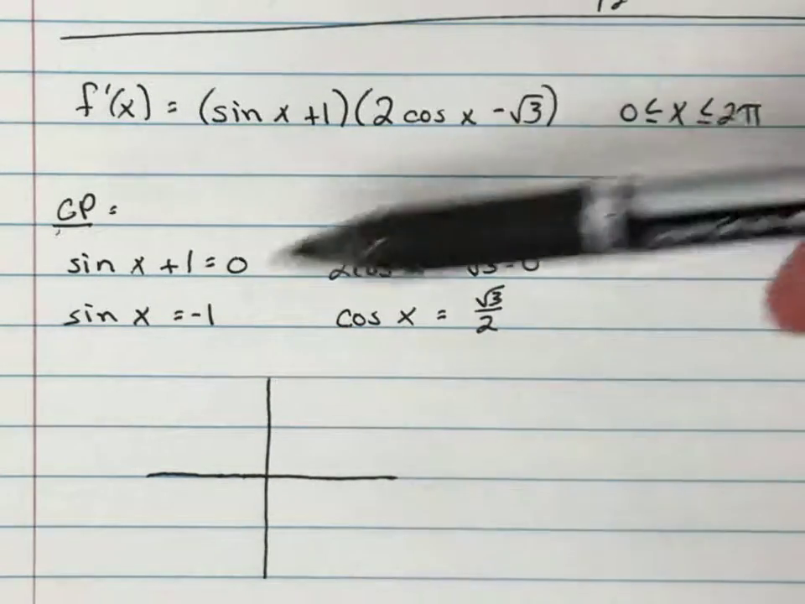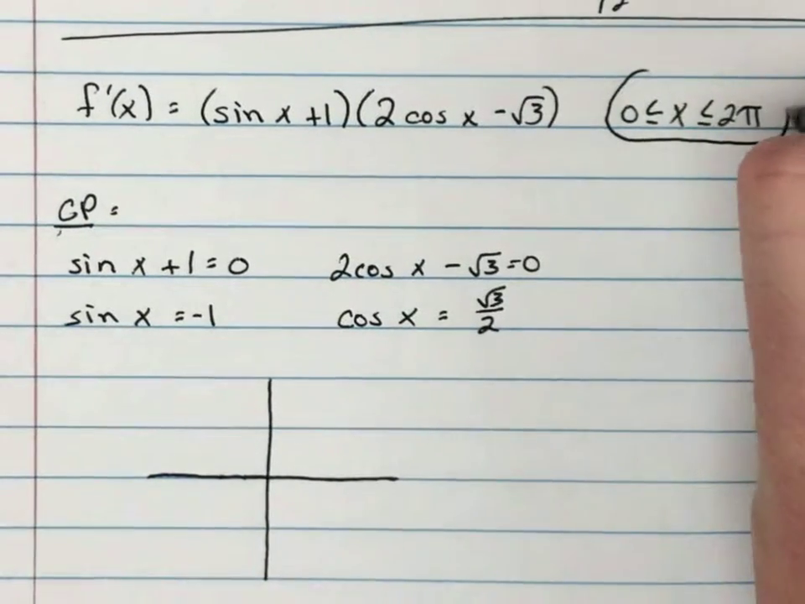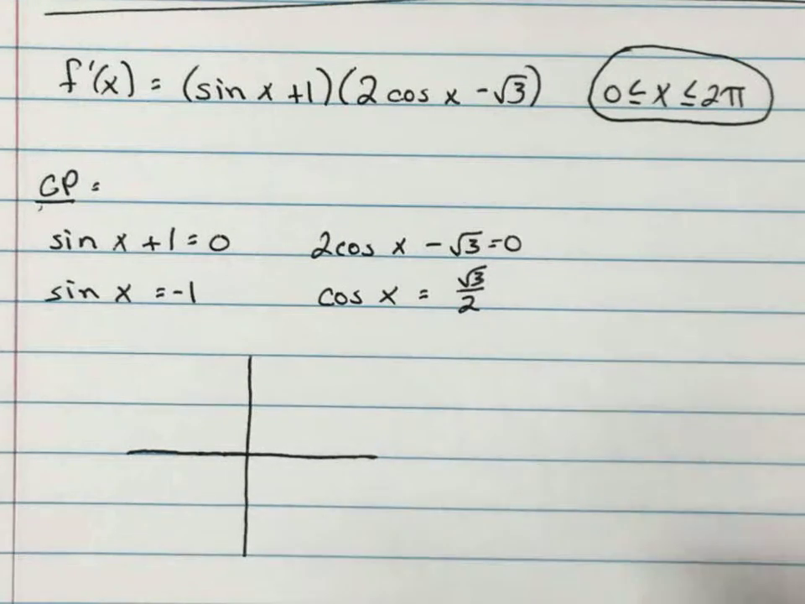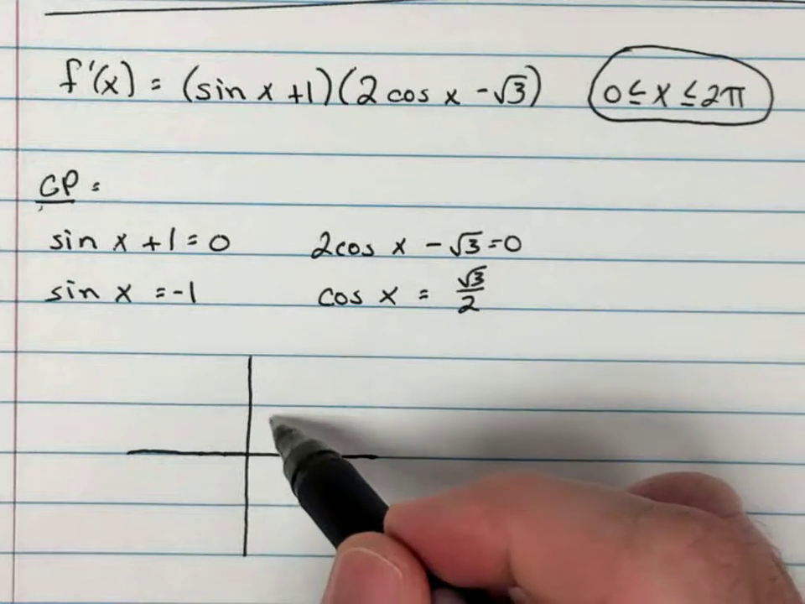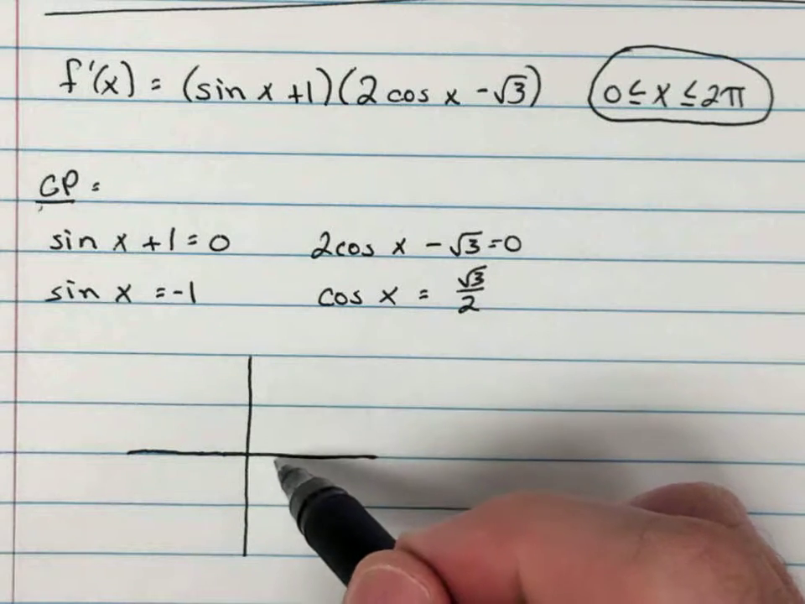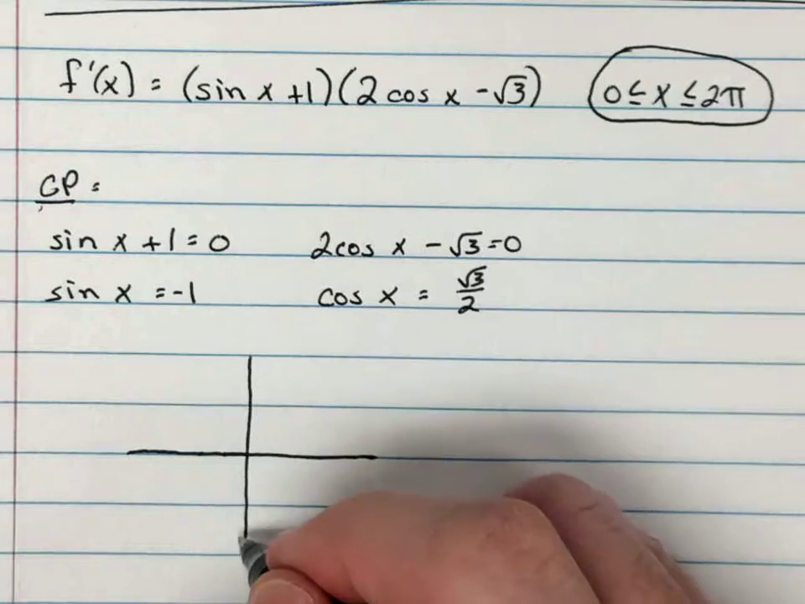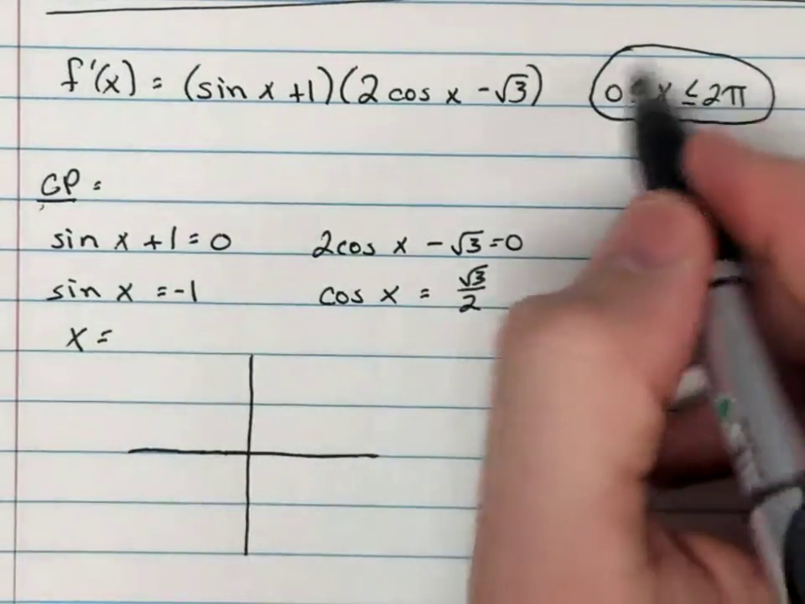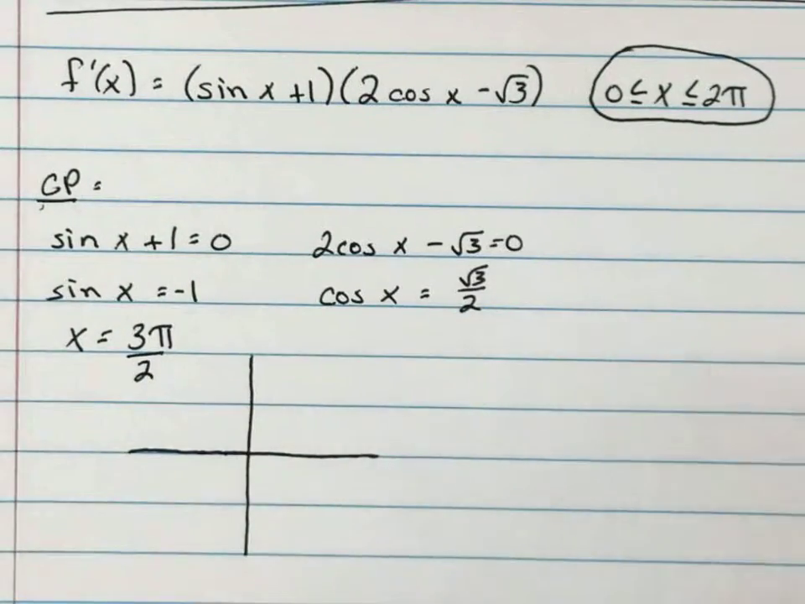So we want to know, first off, where's the sine of x equals negative 1? Reminder, we're only worried about 0 to 2 pi. We don't have to give every answer. So the sine of x is negative 1. I know from my unit circle that sine is positive 1 here. Sine is 0 at 0 and 180, and negative 1 down here at 270 degrees. And since we're in radians, 3 pi over 2. So that's one critical value.